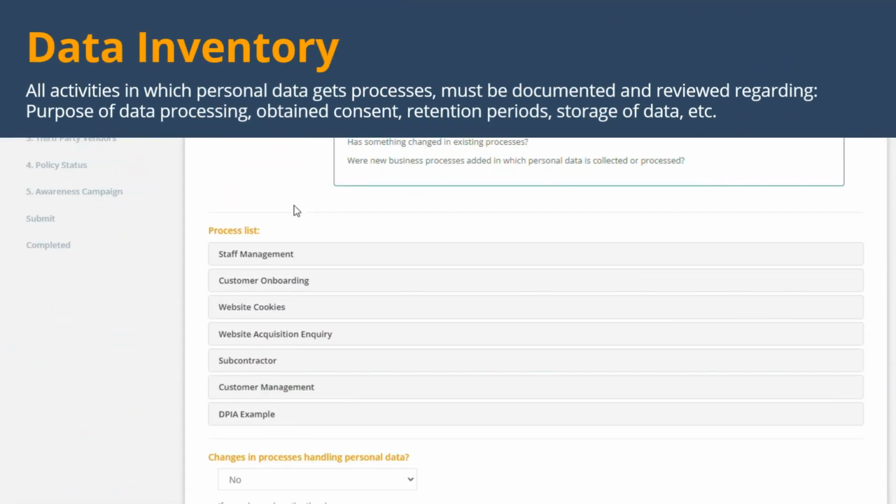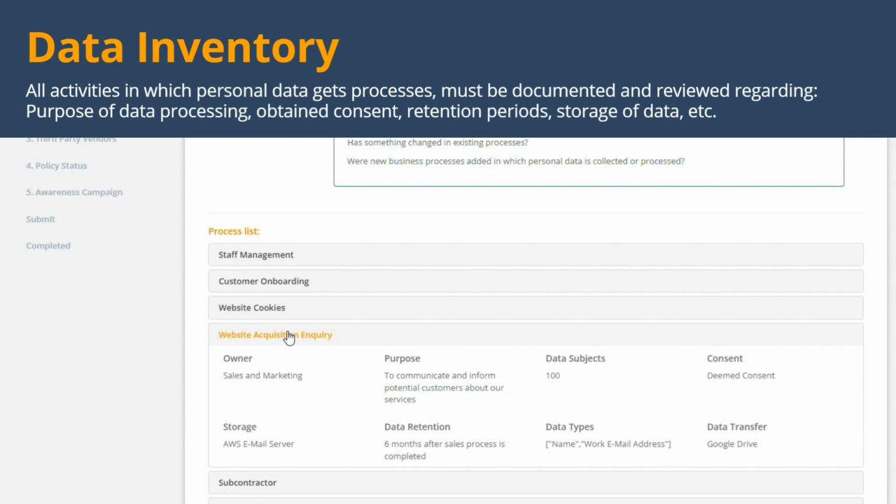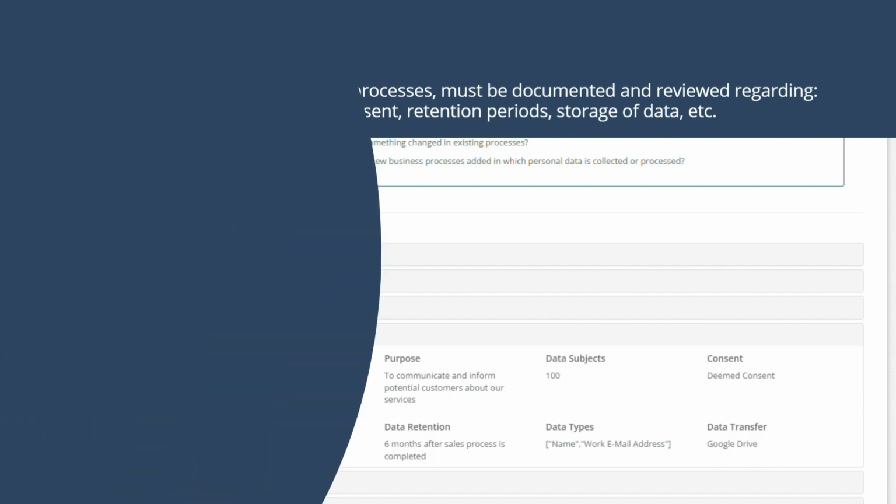The data inventory. All activities in which personal data is processed must be documented and reviewed. We need to determine whether anything has changed in the existing process, such as the purpose of data processing, the amount of data subjects, how consent is obtained, the storage of personal data, retention periods, the types of data or who we share personal data with.